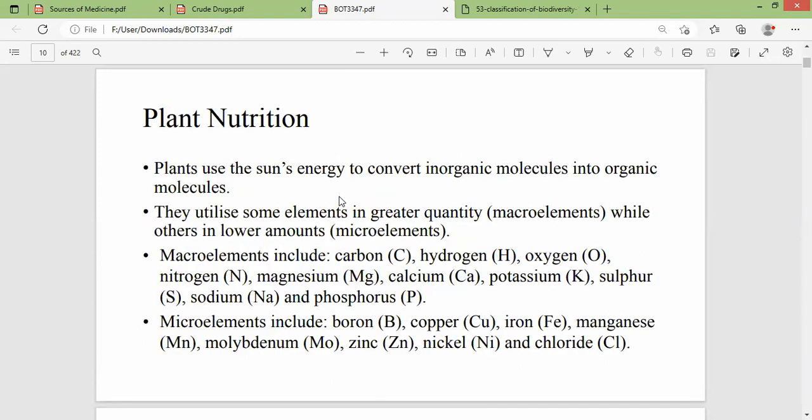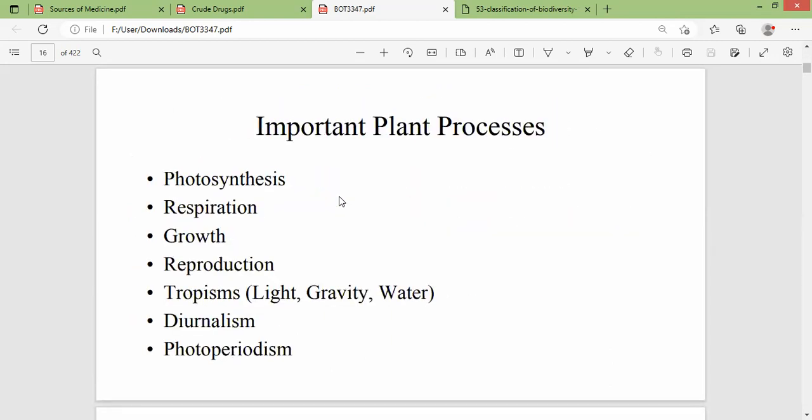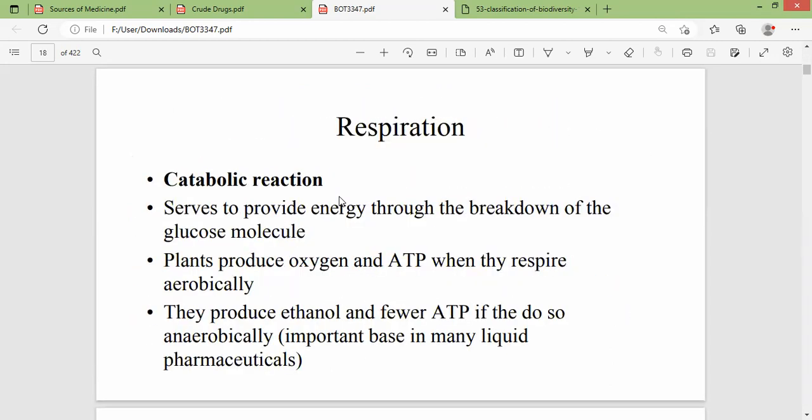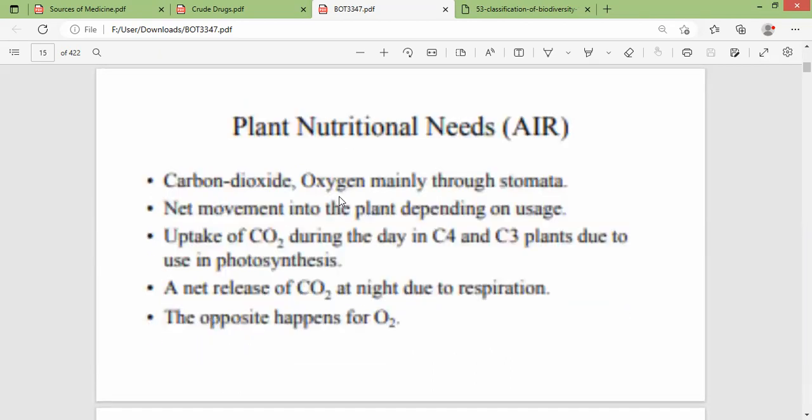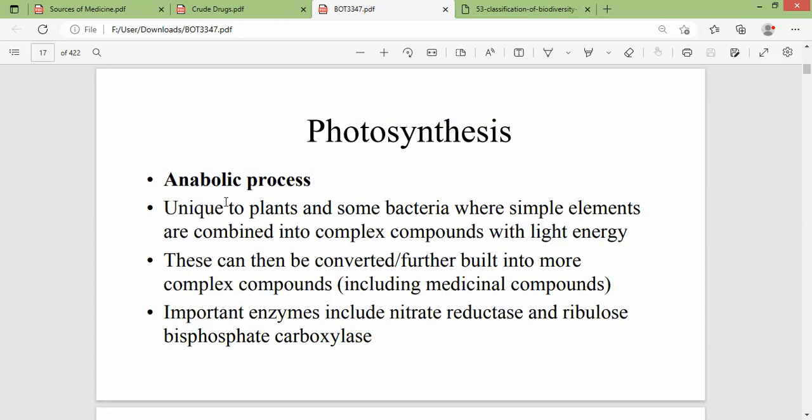Then nutrition-wise, soil, this part was not even necessary, but let's mention just a few things here. These are the important plant processes: photosynthesis, respiration, growth, reproduction, tropisms, nastic movements, photoperiodism. We know the most important here is photosynthesis. This is what is important, especially to our survival, photosynthesis. And that's the one we look at.